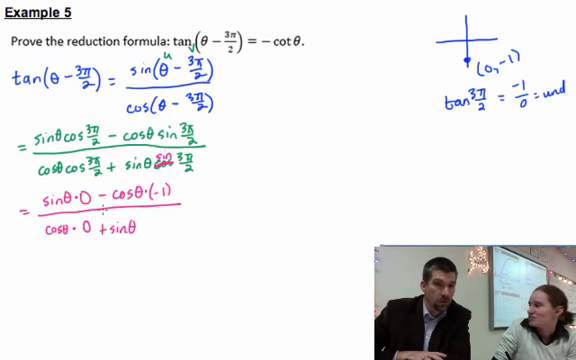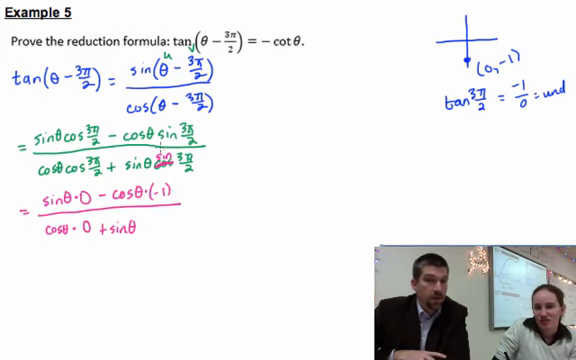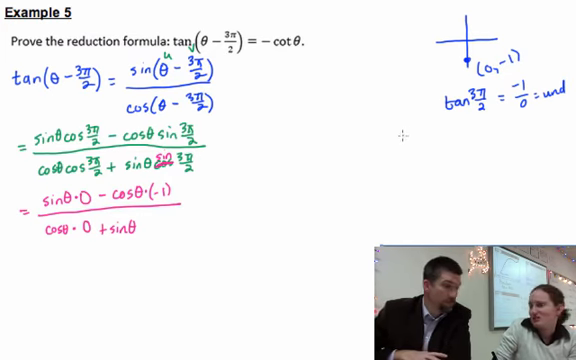I lost the eraser. Sine 3 pi over 2? Sorry, sine 3 pi over 2. That's why you gotta pay attention. Yeah, you gotta pay attention. Yep. You just have to do it.